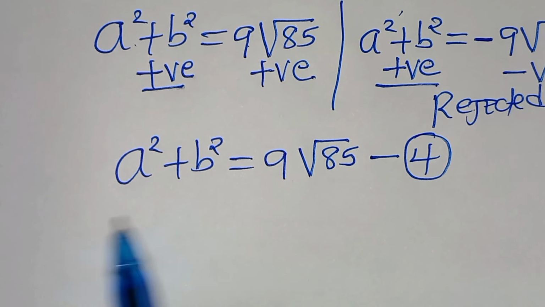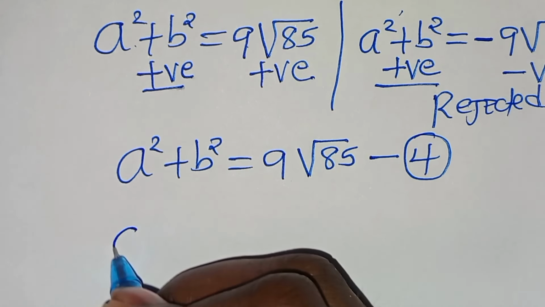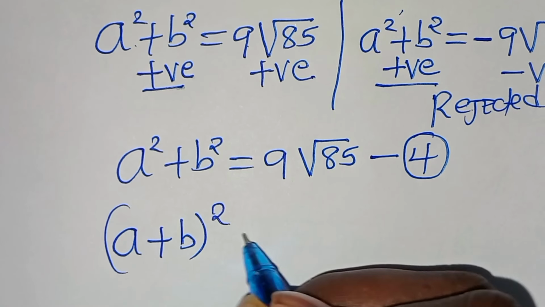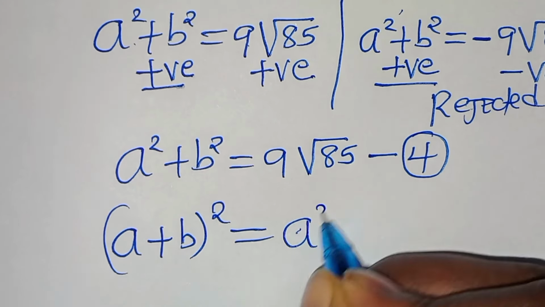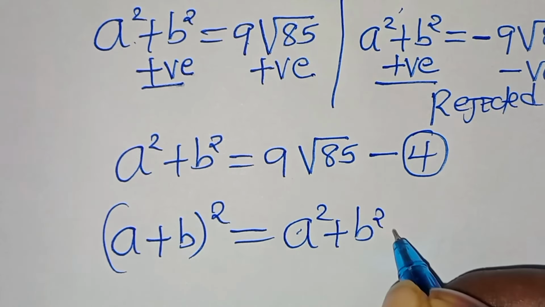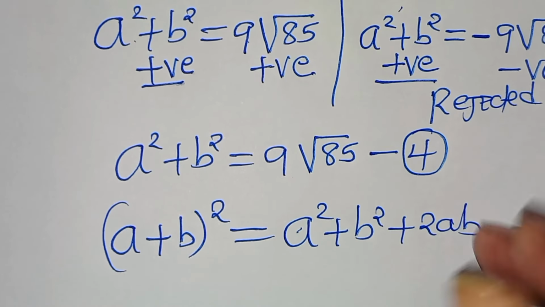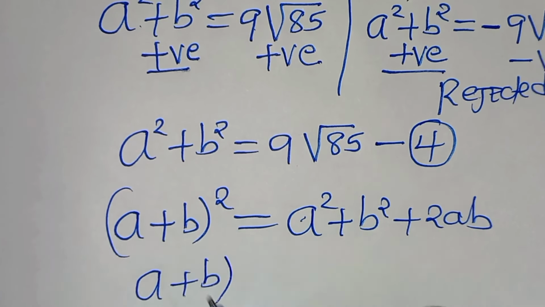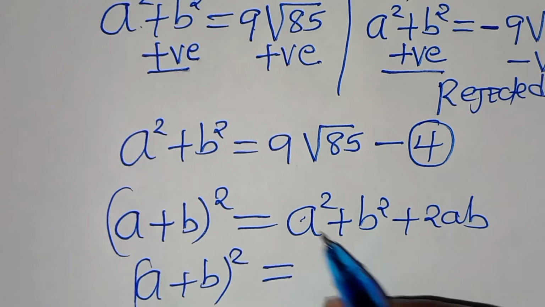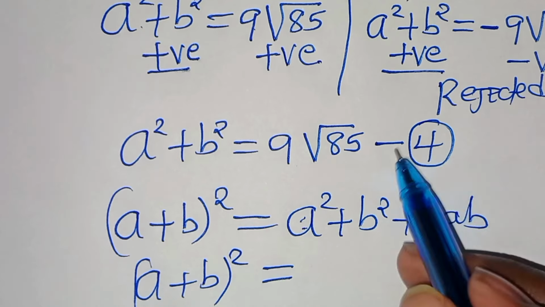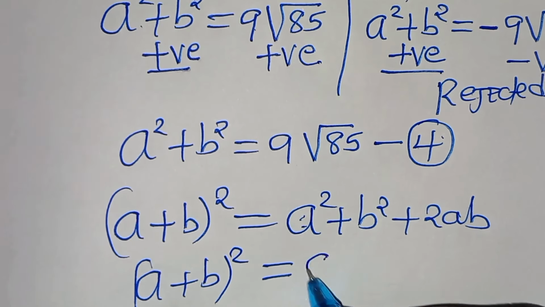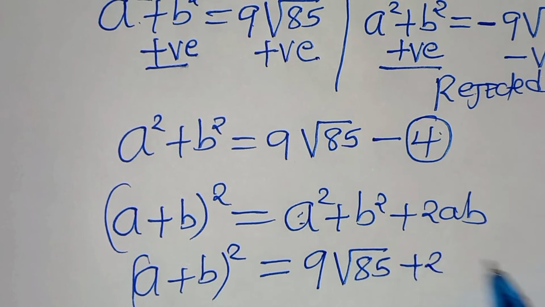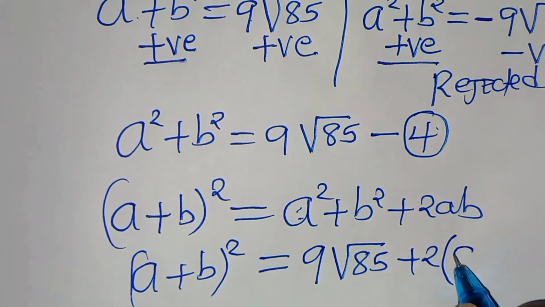Now, the next step from here, we have that a plus b raised to the power of 2 is the same thing as a squared plus b squared plus 2ab. Okay, so we have a plus b raised to the power of 2 equal to a squared plus b squared, which is equation 4. In this case, we have 9 square root of 85, then plus 2 multiplied by a times b, which is 9.